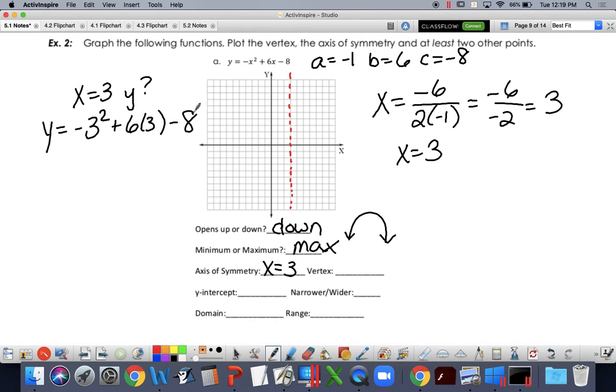And yes, you can definitely use your calculators to help you out. I don't want anybody making arithmetic mistakes. Remember, this one here always gets everybody: I apply the exponent before the negative. So therefore, my vertex is at the point (3, 1). So I go ahead and plot that.